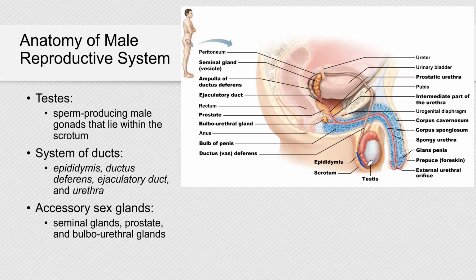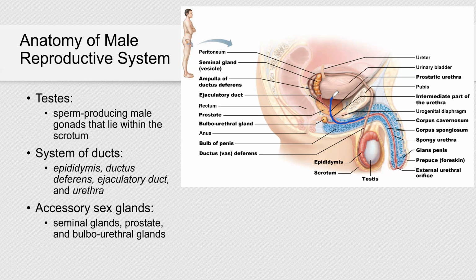Now this tube over here is the ductus deferens. And the last part of this tube is a little bit bigger in diameter, and it's called the ampulla of ductus deferens. Then we have the ejaculatory duct. So this duct over here inside the prostate gland is the ejaculatory duct. So it's right here. And of course, the urethra. So this is the urinary bladder, and that's the beginning of the urethra.